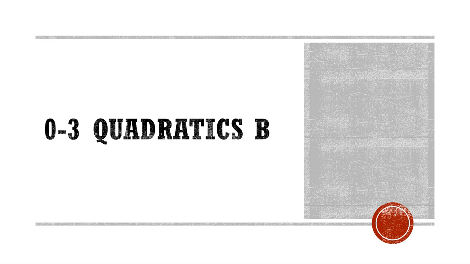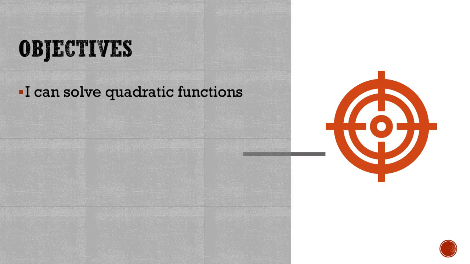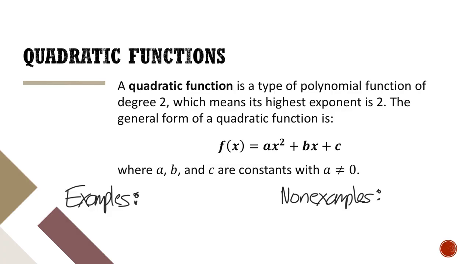Hello and welcome. This is still section 3 talking about quadratic functions, just part B. Our main goal today is to just solve a quadratic function. Again, from yesterday, a quadratic function is a type of polynomial with degree 2, which means its highest exponent is 2.